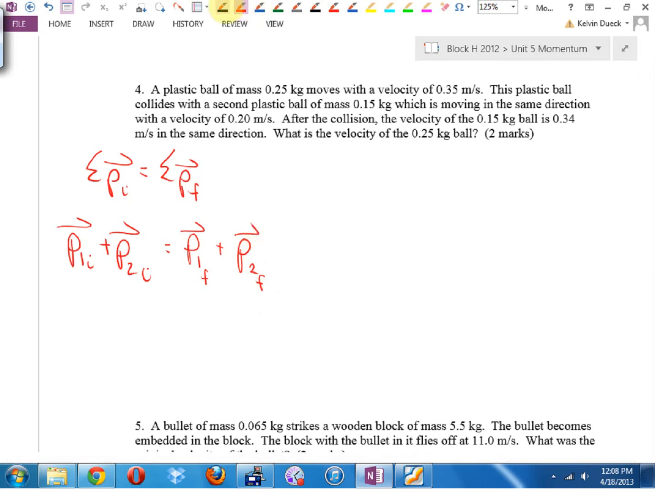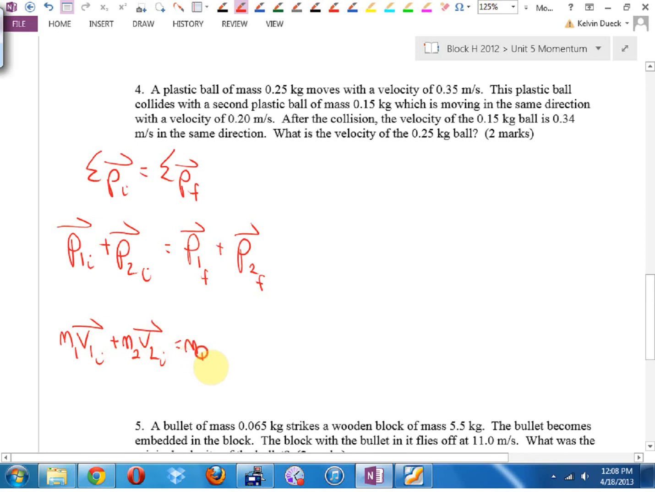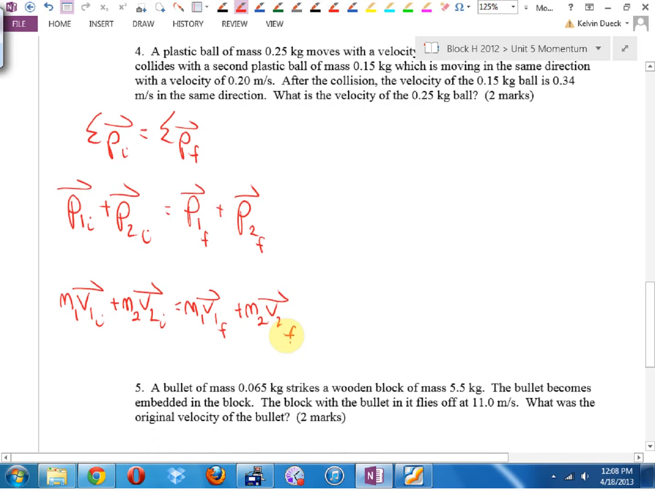Well, momentum is mass times velocity, so it's going to be m1 v1 initial, m2 v2 initial, m1 v1 final, m2 v2 final. All right, now for the trickier part. What are they asking me to find in this question? I'll give you a hint. It's a velocity. Are they asking me to find V1 or V2 and final or initial? What do you think, folks? V1 final? Velocity of the first guy after the collision?